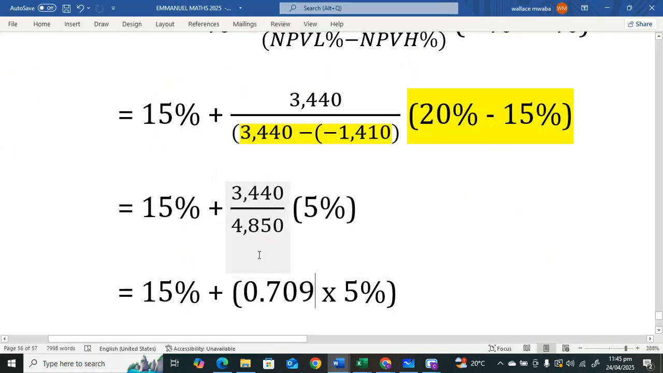Okay, then you divide, after dividing, then you multiply 0.709 times 5%.